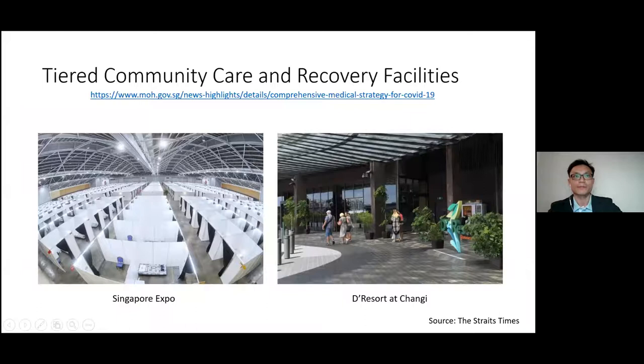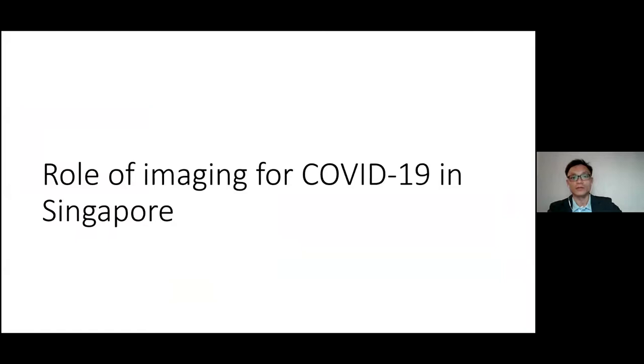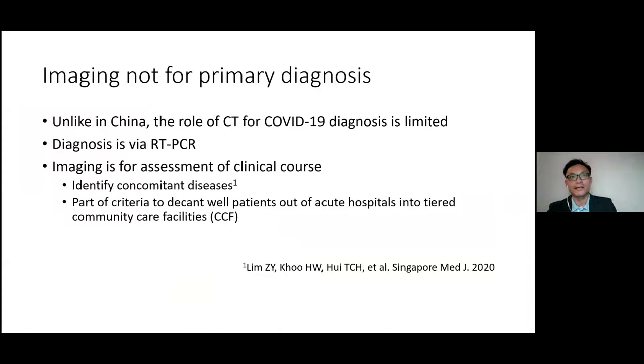So what then is the role of imaging for COVID in Singapore? Unlike in China, where CT scanning has been used to complement the diagnosis of the disease with the PCR, all patients in Singapore are diagnosed using swab testing with real-time PCR. The value of imaging is really to identify concomitant chest conditions such as pleural effusions that can compromise the patient's respiratory reserve and serves as part of the criteria to help to decant the well patients out of the acute hospitals into the tiered community care facilities.